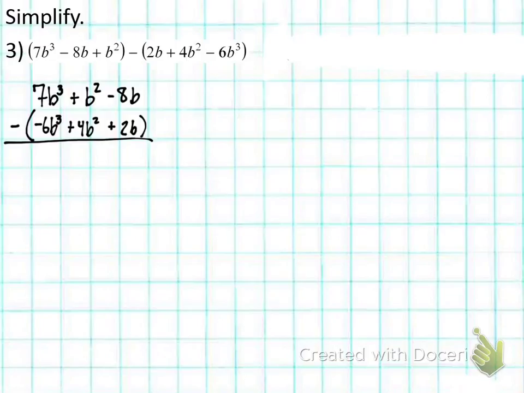Okay, now we have to work this out very carefully. 7b cubed minus negative 6b cubed. 7 minus a negative 6 is positive 13 b cubed. Raise your hand if you put 1. Okay, careful with that. b squared minus positive 4b squared is negative 3b squared. Right? Yep, that's right. And then we have negative 8b minus positive 2b is negative 10b.